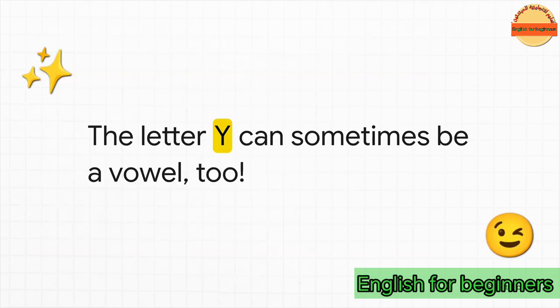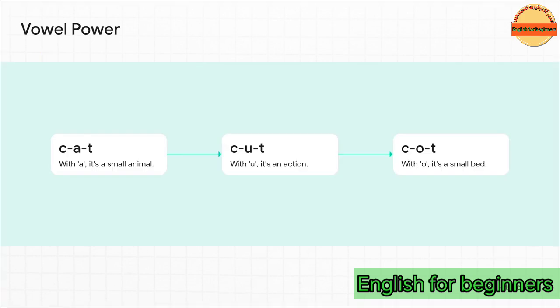But you know, English just loves to keep us on our toes with little exceptions. So get this, the letter Y can also be a vowel. It's kind of like a part-timer. It just jumps in when it's needed, like in the words sky or gym. This right here is the perfect way to see how powerful vowels are.